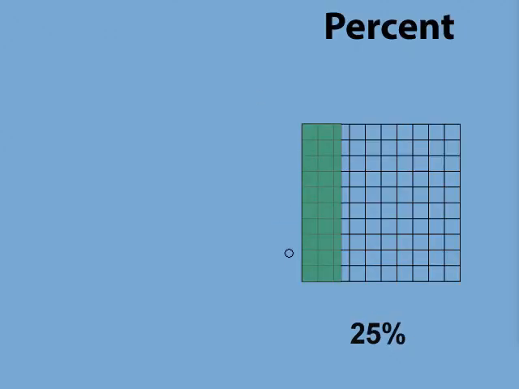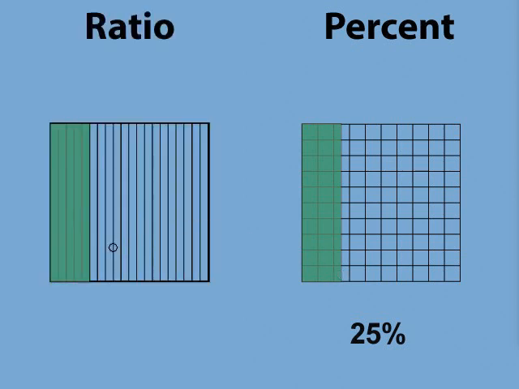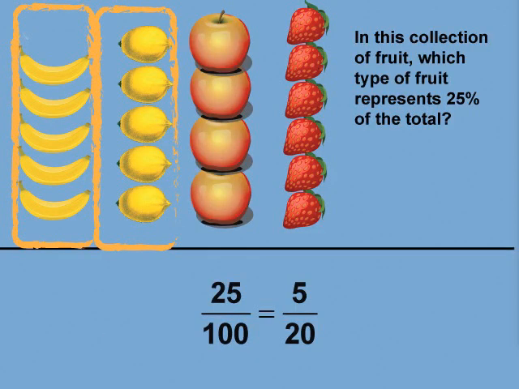Using the 10 by 10 grid, here is 25% marked out as a rectangle. We then take a similar square to the 10 by 10 grid and divide it into 20 sections. Overlapping the 25% onto the 20 section model shows that the ratio is 5/20. So going back to the fruit display, we see that the bananas and lemons are in groups of 5. So either of these makes up 25%, which is what is shown in this proportion.